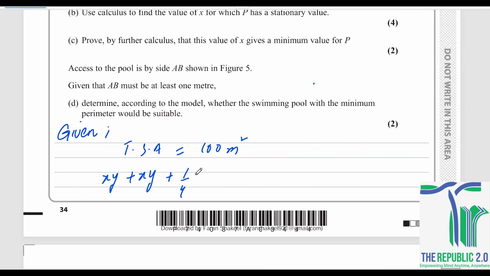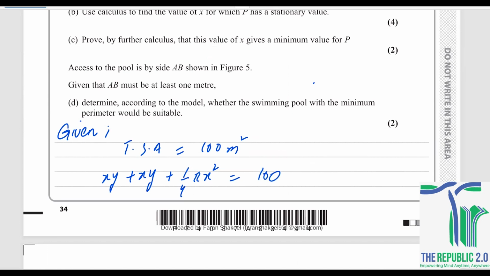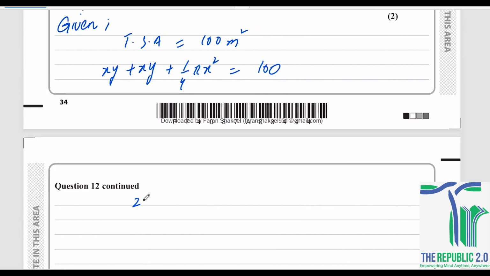So it would be 1/4 πx² = 100, plus... now this equation can also be written as 2xy + (1/4)πx² = 100. That is equation number 1.